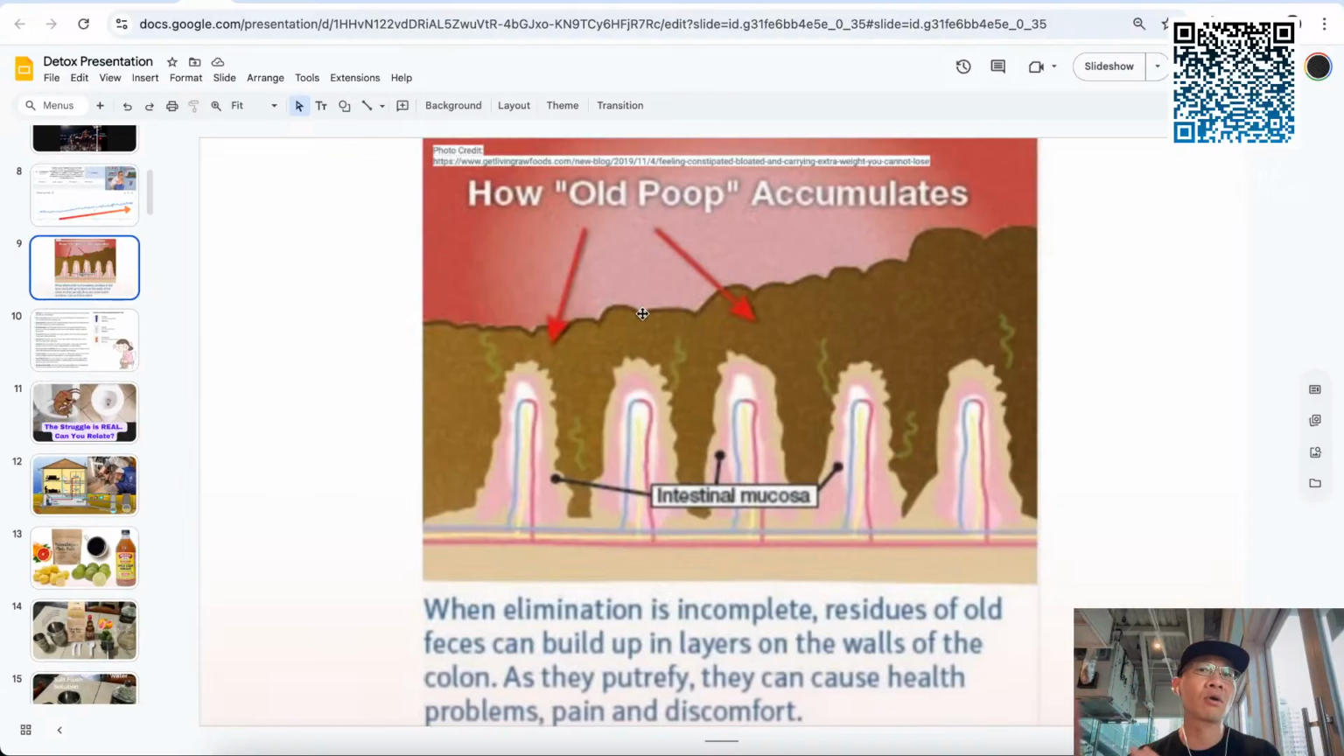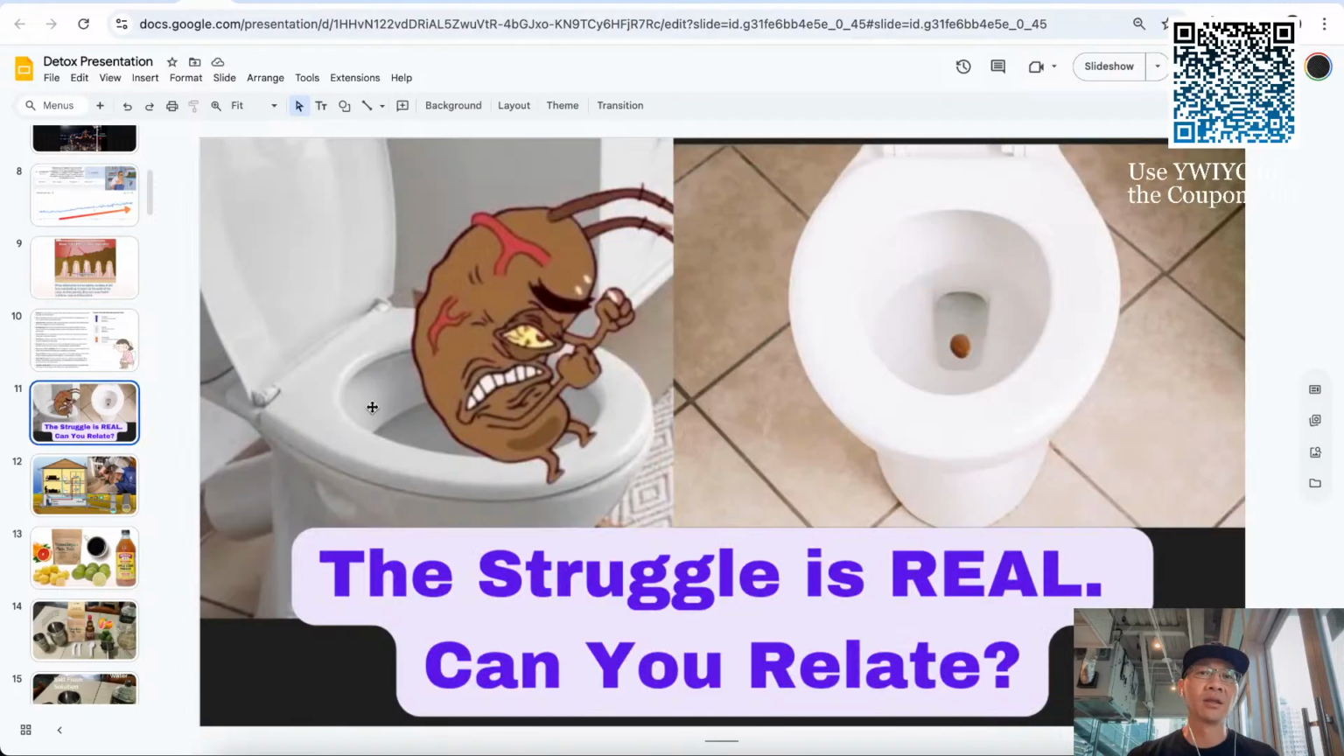Listen, if you're dealing with chronic constipation, residues of feces build up in layers on the walls of the colon, and as they putrefy, they can cause health problems, pain, and discomfort. Listen, your boy was this guy on the left, huffing and puffing on the toilet. Nothing was coming out. The struggle is real. If you can relate to the struggle, show me some love.